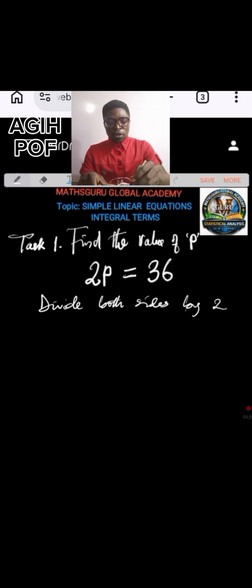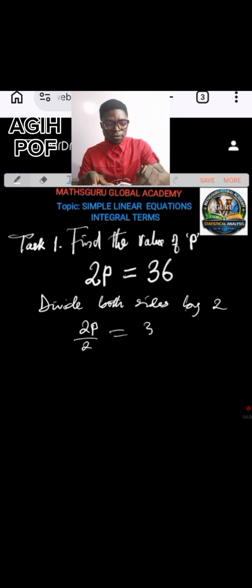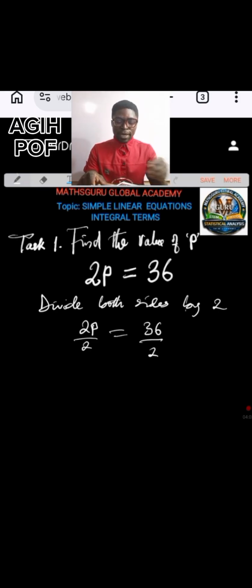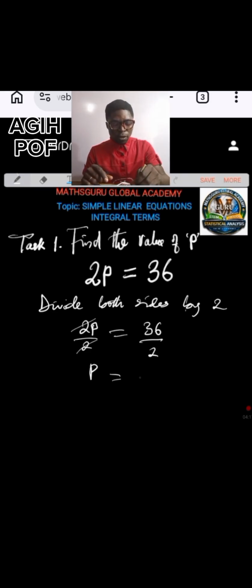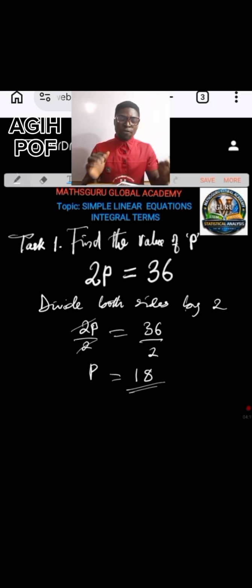So go divide both sides by the coefficient of p, which is 2. So we're going to have 2p over 2 equal to 36 over 2. And remember, 2 can go with 2, 2 into 1. And that is going to be 1p, which is written as p. And 2 in 36 will give us 18. So the value of p in this equation is 18.